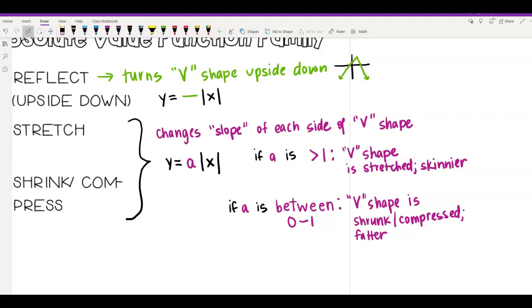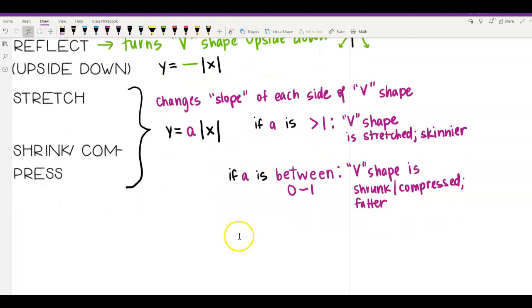If your a value is between 0 and 1, that means it's a decimal or a fraction less than 1, then our V shape is going to be shrunk or compressed, and it's going to be much fatter. So it's going to be a much wider V shape, and you're going to go over a lot more than you're going to go up or down for each side.